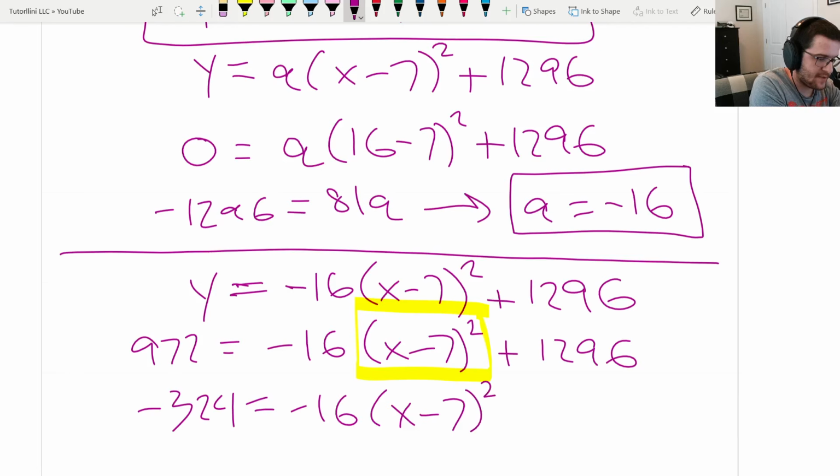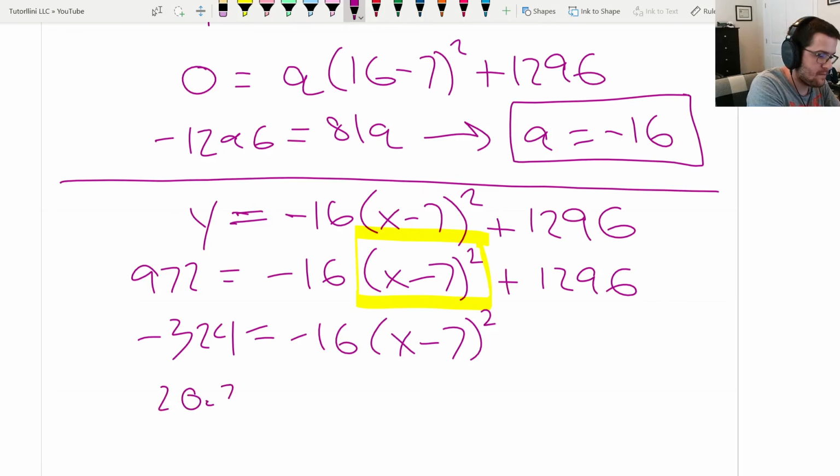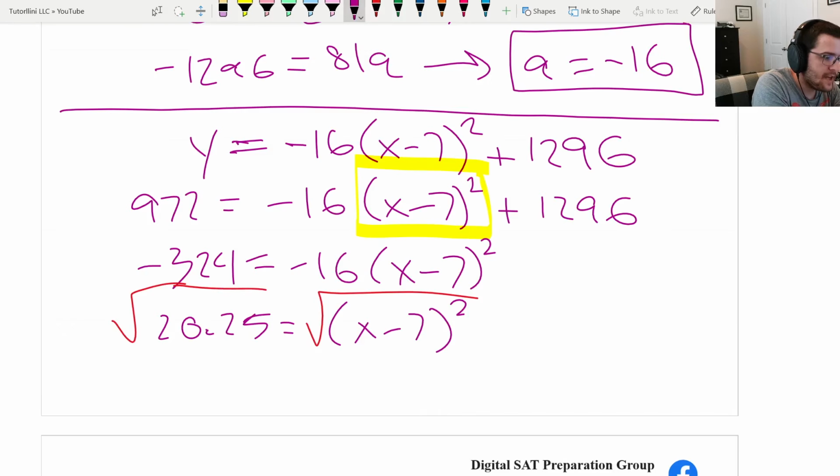Now to get rid of that negative 16, we got to divide both sides by negative 16. And we get 20.25 equals x minus 7 squared. Now we have to take the square root of both sides. And we get x minus 7.